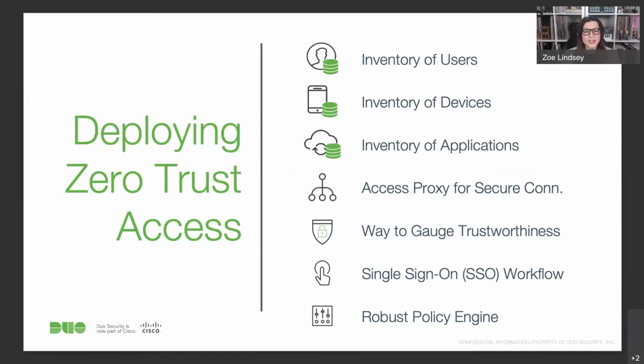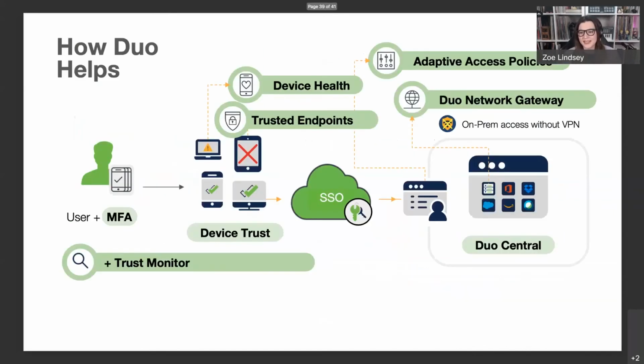You are building a more comprehensive inventory of users and devices that can be enrolled into future integrations, applications and policies that you can apply to future integrations. You'll have your proxies already in place for those where a proxy or a connector is necessary. You'll have a better way to gauge trustworthiness, and you can implement something like a single sign-on page, which Duo can provide or you can use from other IDP vendors, that's going to centralize and simplify access for your users to all of the resources they're connecting to.